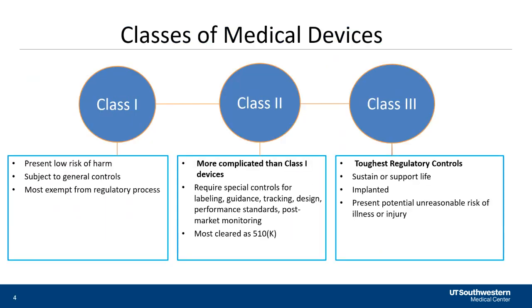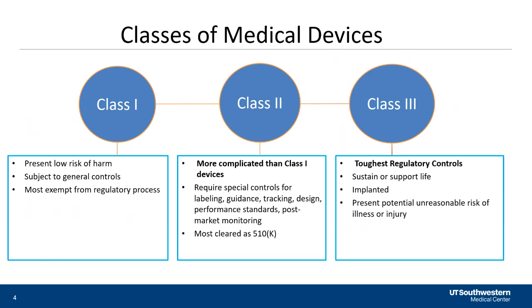Now let's discuss the three different classes of devices. All medical devices must fall into one of these categories. Class 1 devices present low or minimal risk of harm, are subject to what's known as general controls, and most of these types of devices are exempt from the regulatory process.